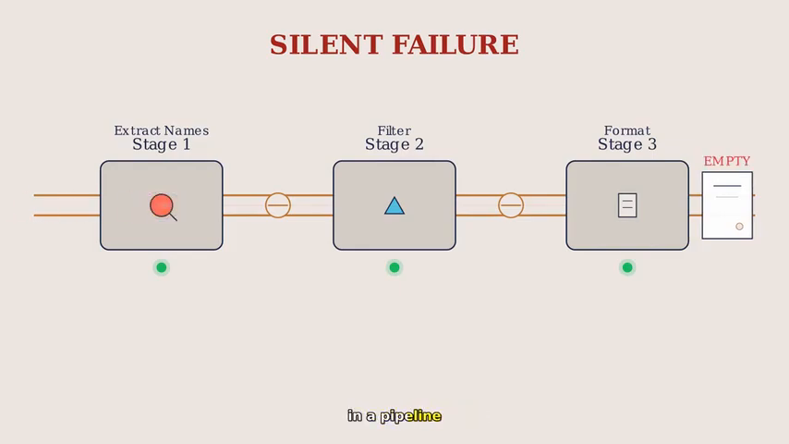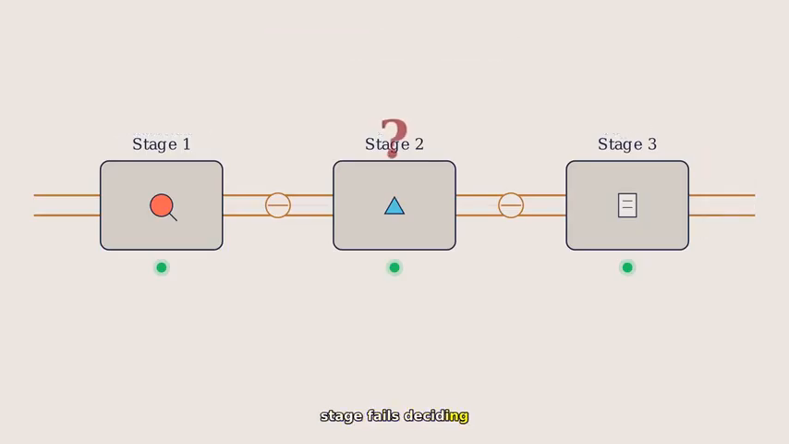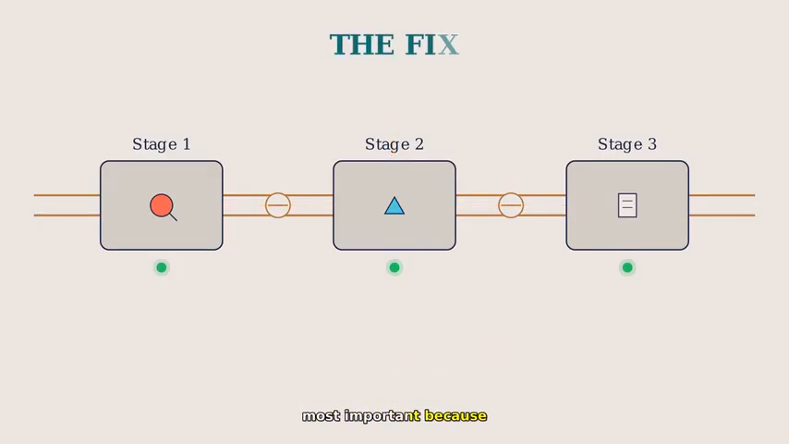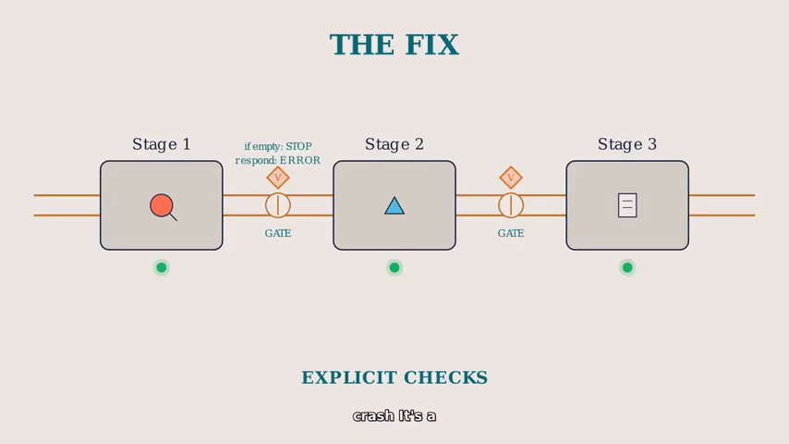Error handling in a pipeline means three things: detecting when a stage fails, deciding what to do when it does, and, most critically, preventing a bad output from being passed silently downstream. And that last one is the most important, because the most dangerous failure mode in an AI pipeline isn't a loud crash. It's a silent bad output that gets passed forward as though it were valid.